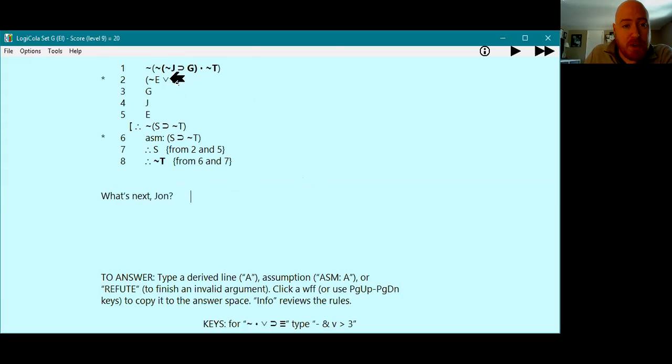Now here I have a negated conjunct. So once again, the negated conjunct rule is if you've got a negated conjunct and you know that one half is true, you know the other half is false. So this is saying it's not the case that both not if not J then G and not T, and I've got not T on line 8. So I can go ahead and delete this tilde in front of this conditional formula right here. So I can derive if not J then G.